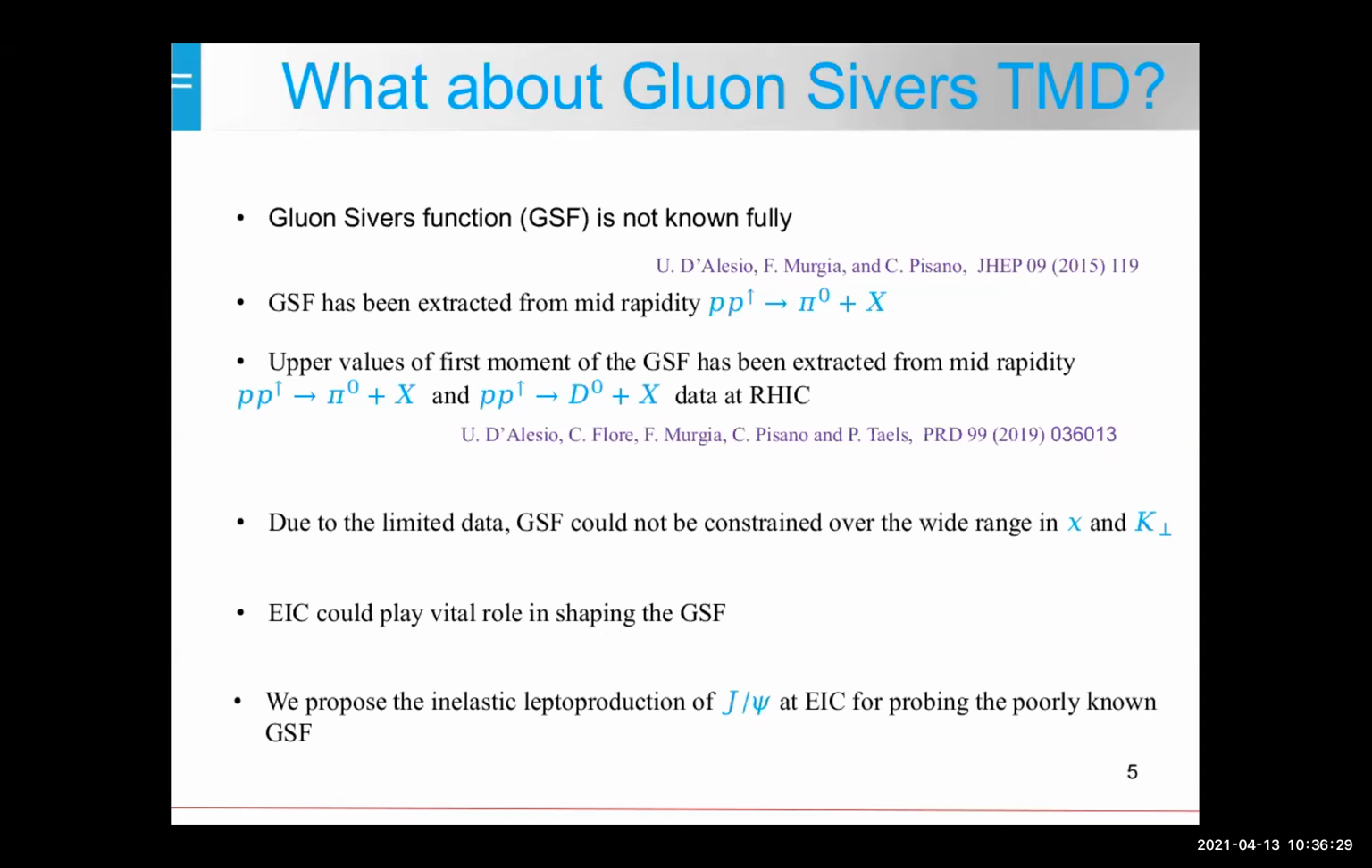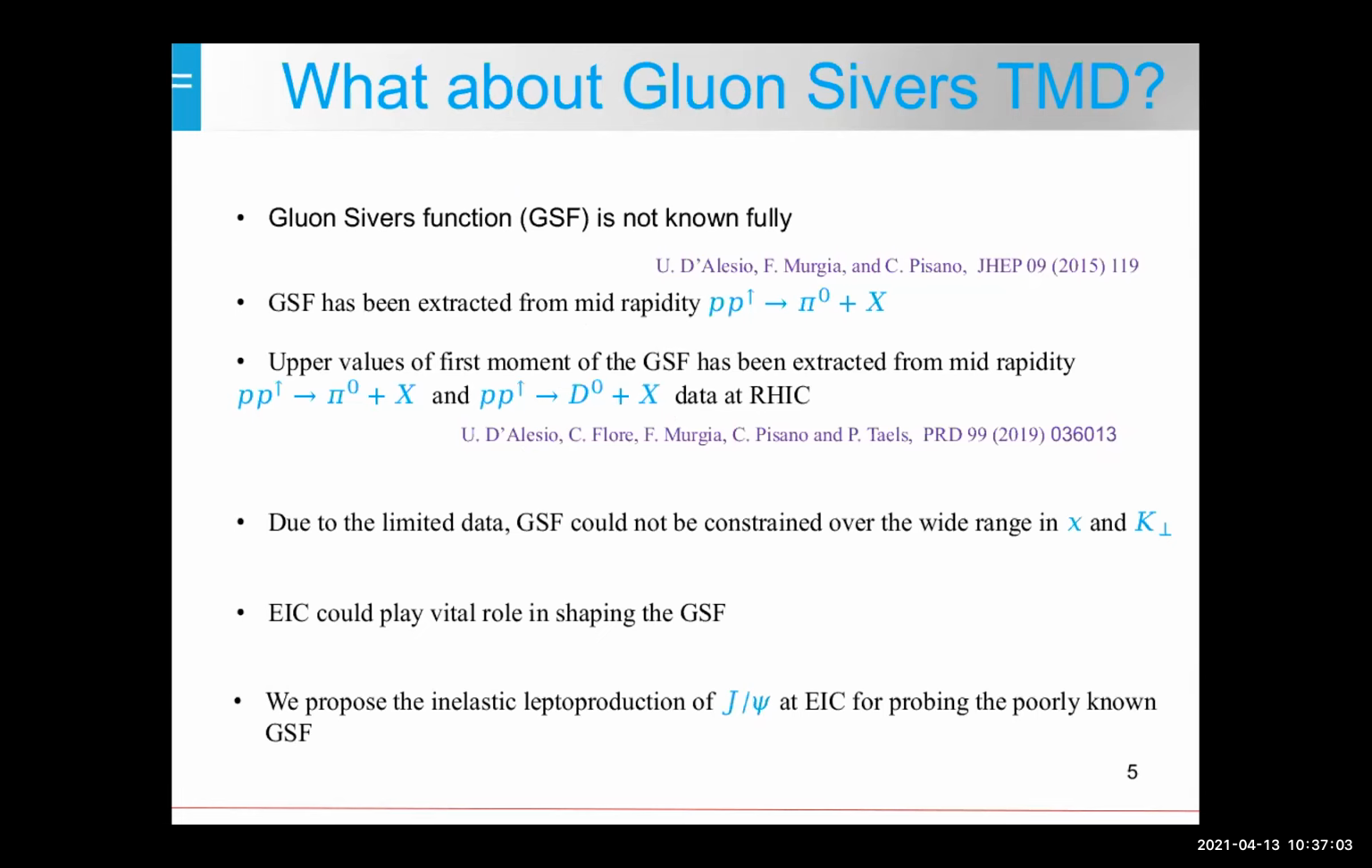The gluon-Sivers function is not fully known, though initial attempts have been made by the COMPASS group since 2015, and they extracted the gluon-Sivers function by using the Pi0 data from RHIC. They also extracted the first moment of the gluon-Sivers function using the midrapidity data from Pi0 and D0. However, due to the few data points from these processes, one cannot constrain the gluon-Sivers function over a wide range of x and k perp. Therefore, the EIC, which is going to operate in the US, could play a vital role in shaping the gluon-Sivers function.